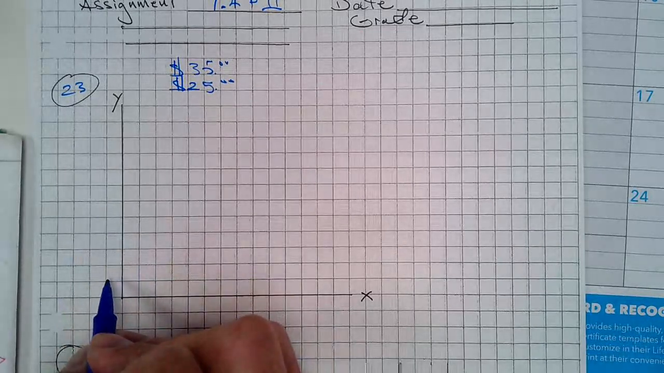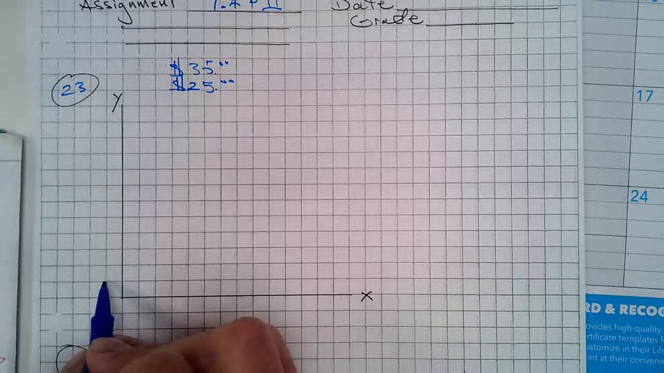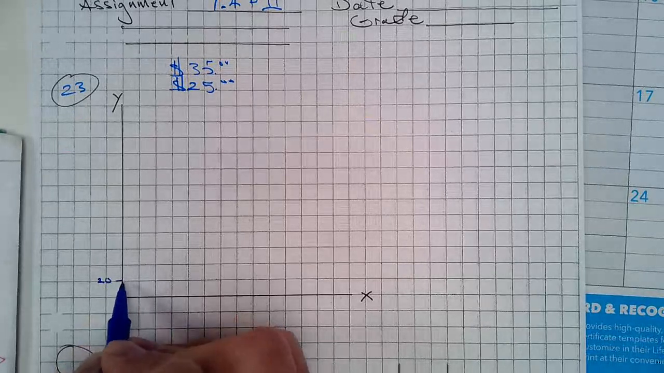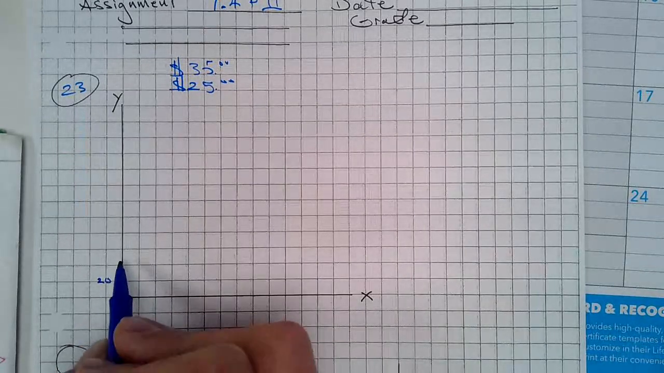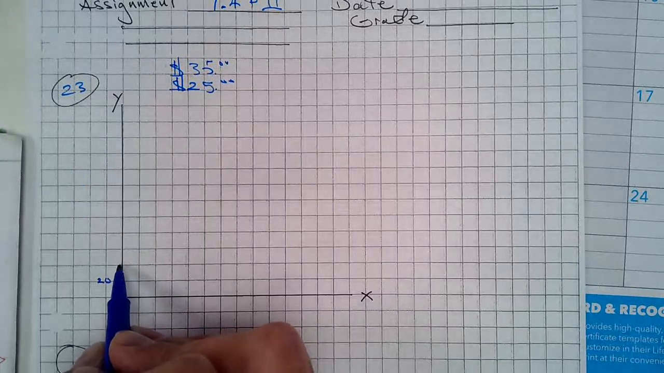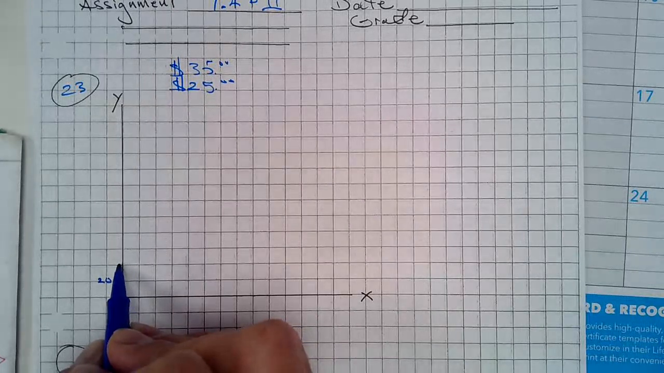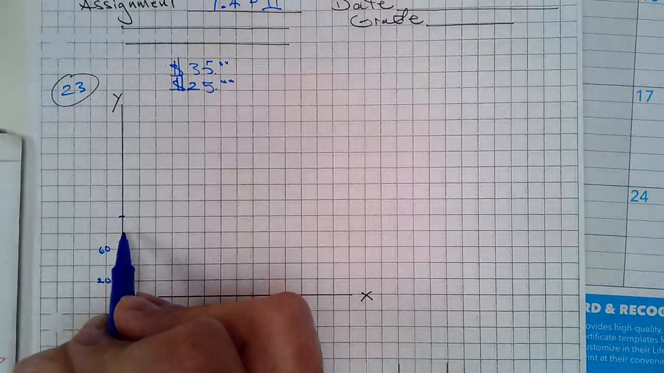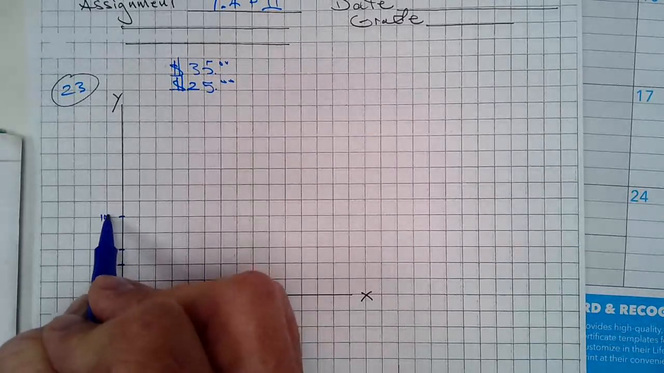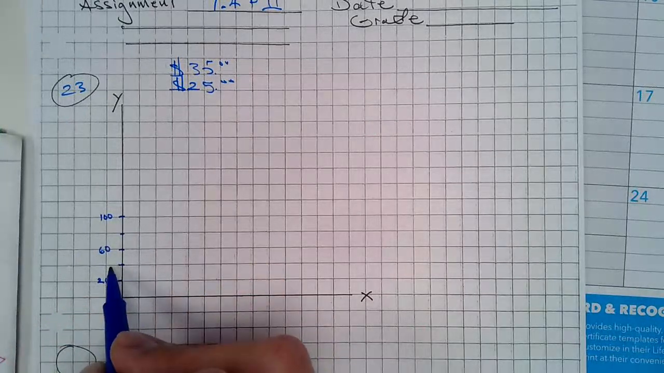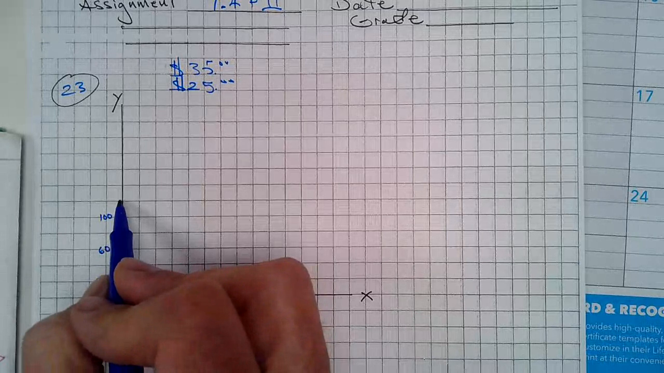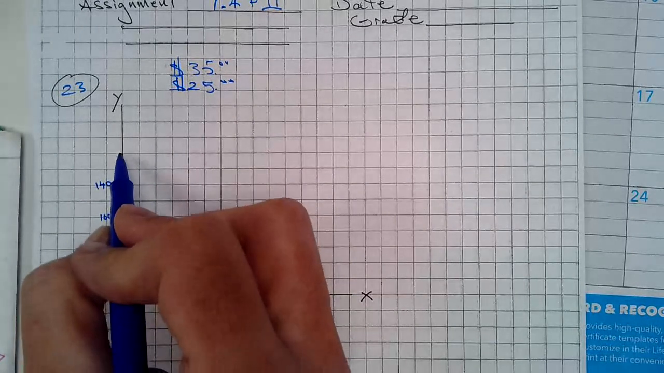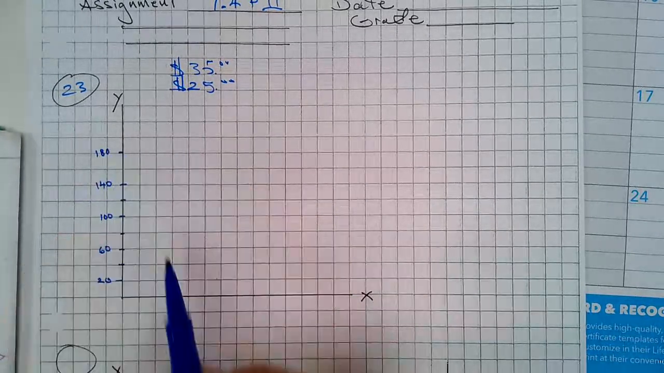How about, I'm just going to say 20. All right, so let's go by, this would be 20. And that would be, let's see, that'd be 20. So that'd be 40. This would be 60, 80. This would be 100. So 20, 40, 60, 80, 100, 120, 140, 160, 180. And that's in dollars.